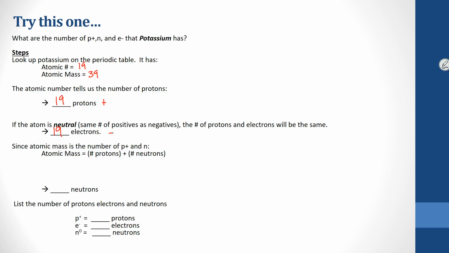Now, the mass is 39. This equals the number of protons, which we already know is 19, plus the number of neutrons. So we can think about 19 plus what is 39. In other words, 39 take away 19 is what? That leaves us 20. We have a mass of 39, of which 19 is protons. The other 20 has to be neutrons. So now we can list them out. This is 19, this is 19, and this is 20.